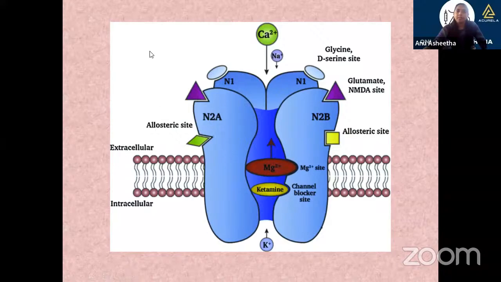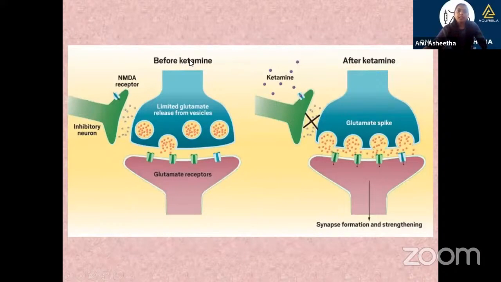This is the structure of the NMDA receptor. So this is the calcium, it has calcium influx channels. When ketamine gets attached to the NMDA receptors, the excitability doesn't occur and excitotoxicity is reduced. This is the mechanism by which ketamine acts on NMDA receptors. So ketamine finds its place in the antidepressant effect also. This is by this mechanism.